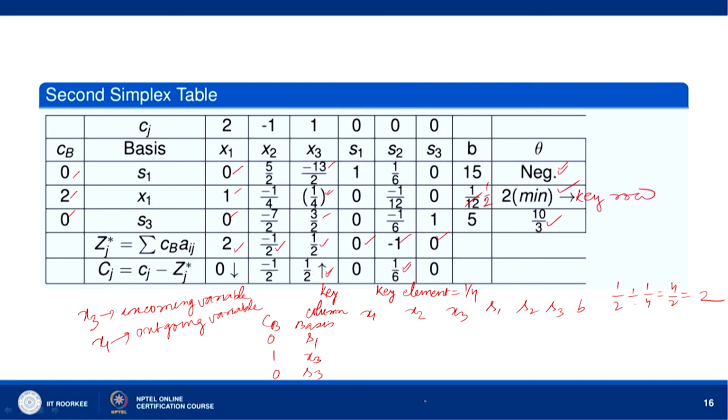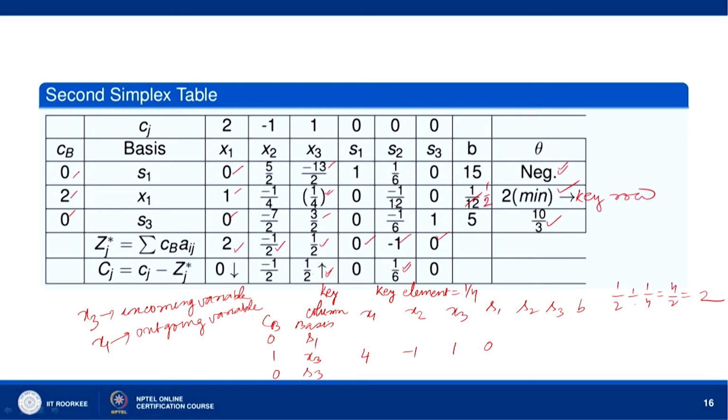Okay. The elements of the key row are divided by the key element. So, we divide by 1 by 4. So, this 1 is divided by 1 by 4, we get 4. Okay. So, we get 4 here. 1 minus 1 by 4 divided by 1 by 4 gives you minus 1. This is 1 and this is 0 divided by 1 by 4 is 0.